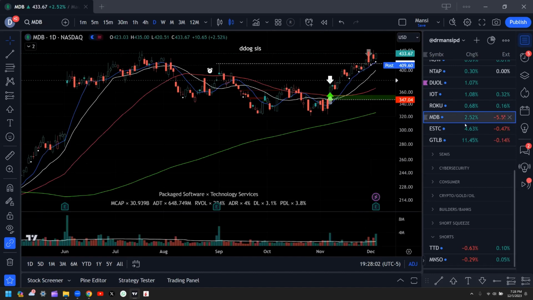But that's not to say it won't work. The market is so strong that it might just work. MongoDB had earnings after ours. You can see that here. And this is the post-market line. It's just come down slightly and finding support around here.